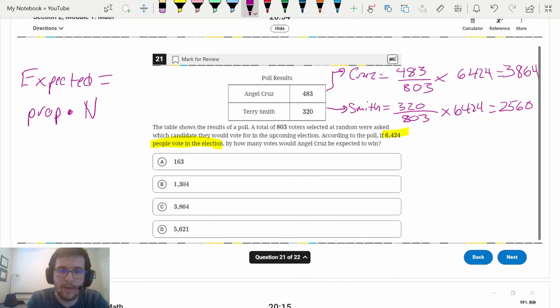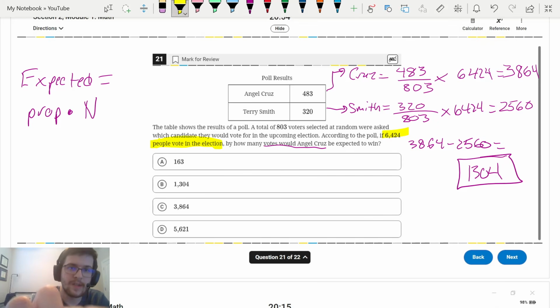Okay. Now it wants to know by how many votes Cruz would win. So it wants us to find that difference. So 3864 minus 2560, and that's 1304 votes. So he would win by 1304 votes.